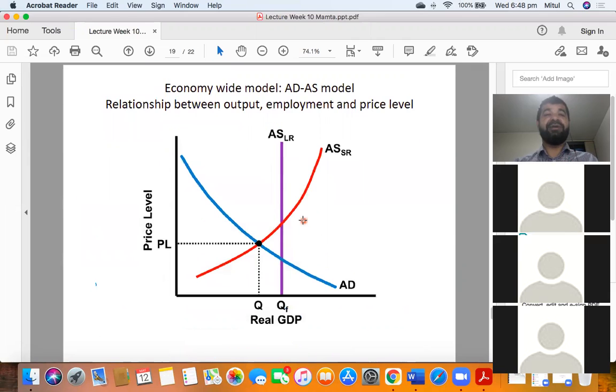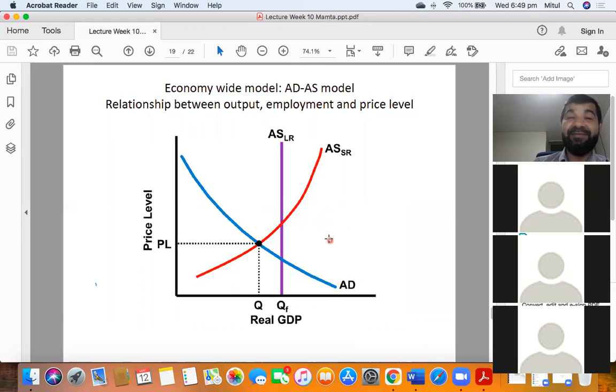All right, let's talk about the economy-wide model, the AD-AS model. Look here, it's a very interesting one. This is the aggregate supply curve, and this is the demand curve. Very normal, exactly what we have learned in macroeconomics, but we do not call it demand and supply, we call it aggregate demand and aggregate supply. That's what we call it here. So here we have aggregate supply and aggregate demand.